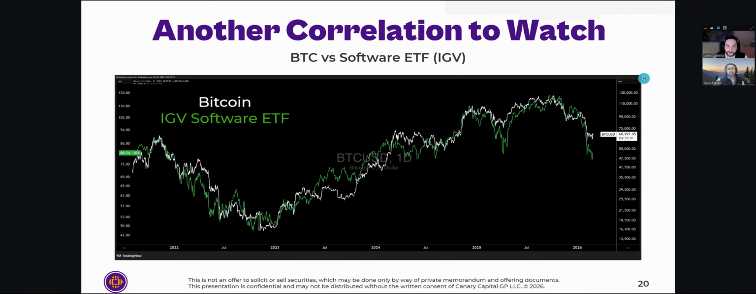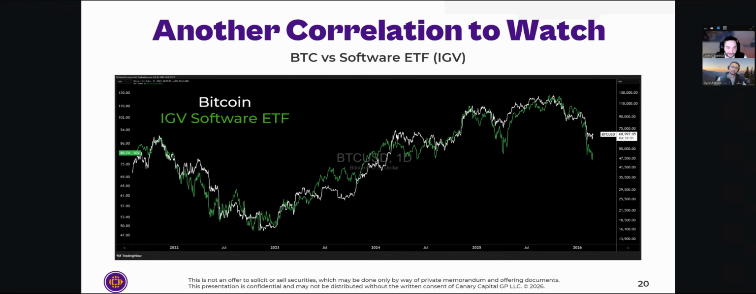Yeah, and just another correlation to watch. There are so many things here that either are obviously not working or are obviously just in lockstep. And this is one of those things that are just connected at the hip that many people have discussed over the past couple of weeks. The IGV software ETF has just puked lower in a big way, and that has basically correlated 1-to-1 with Bitcoin price. So something to watch here.